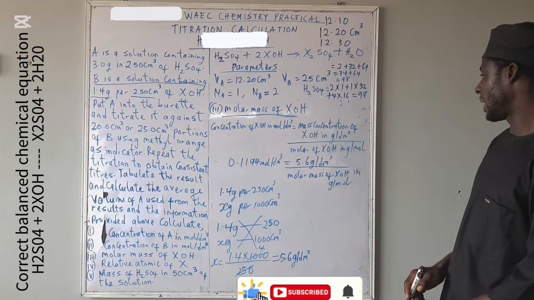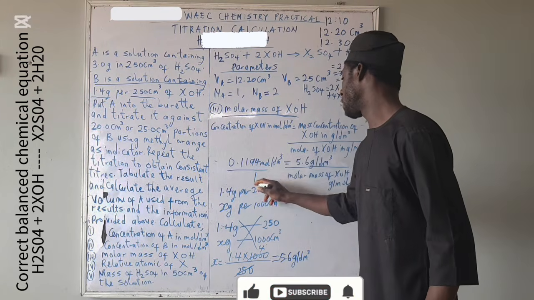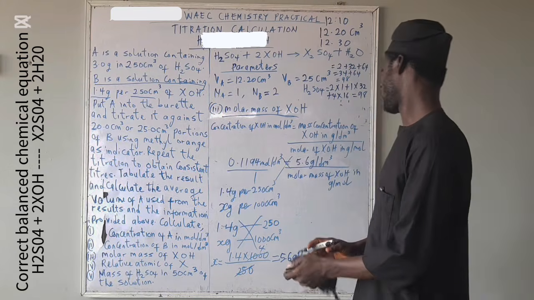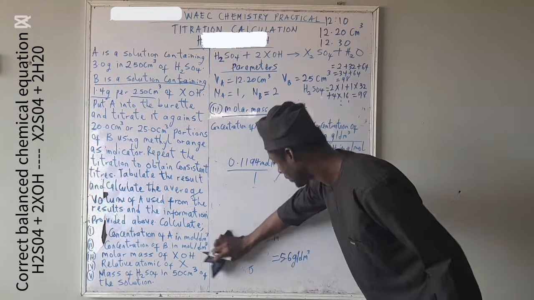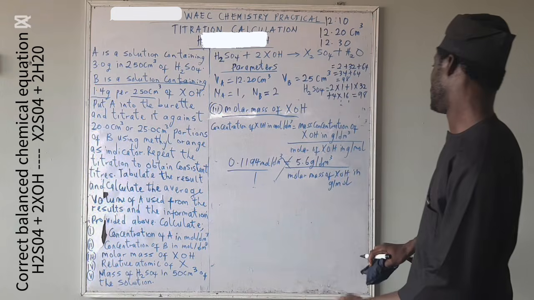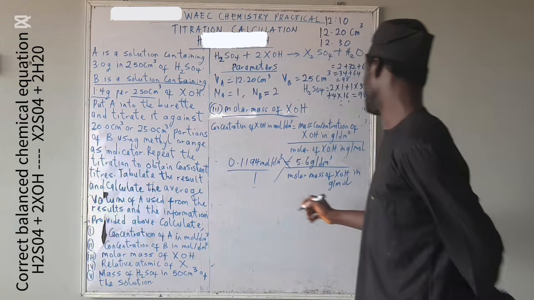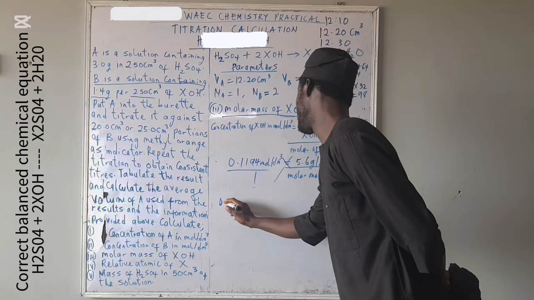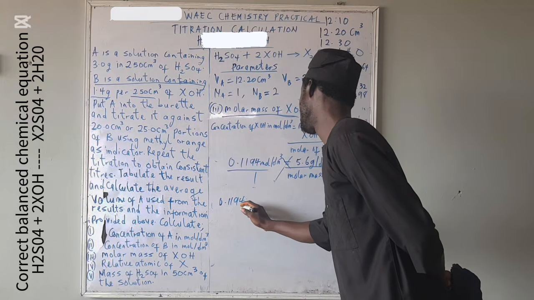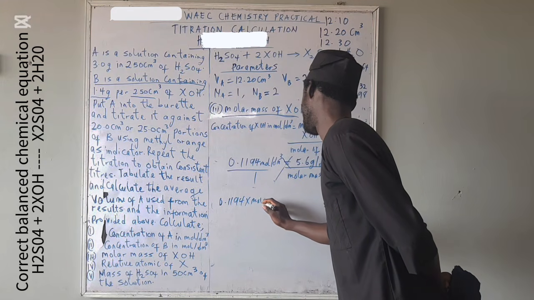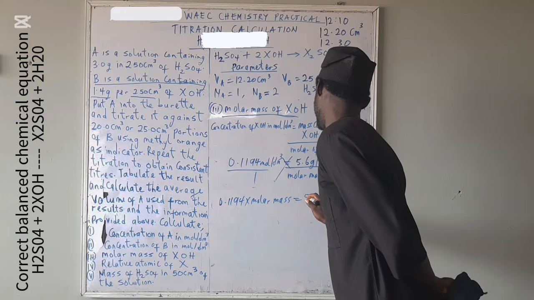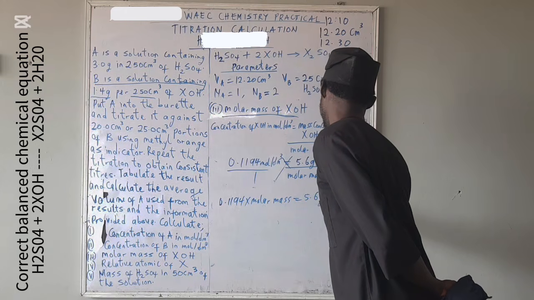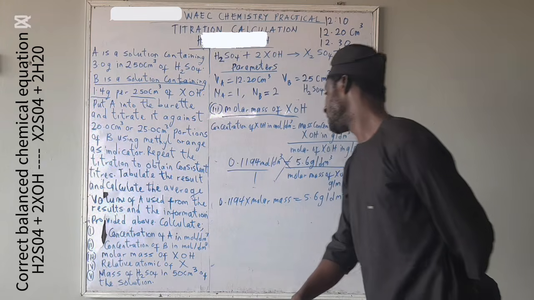So what do you do here? As a student, all you do is cross multiply. So we have gotten this one, so let me clean this side. So now let's cross multiply. So we are going to have 0.1194 times molar mass is equal to 5.6 gram per mole. We have to divide both sides by what?